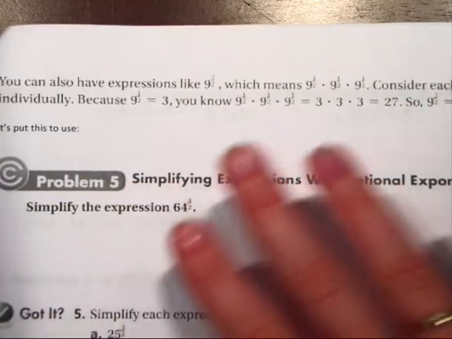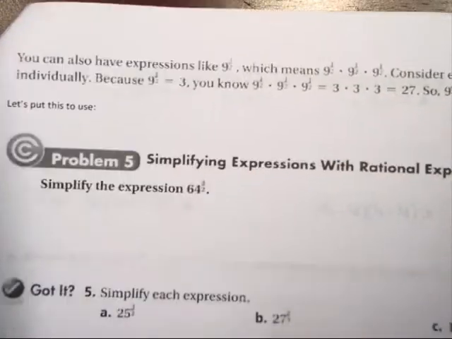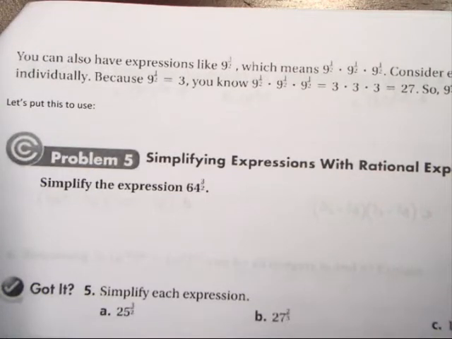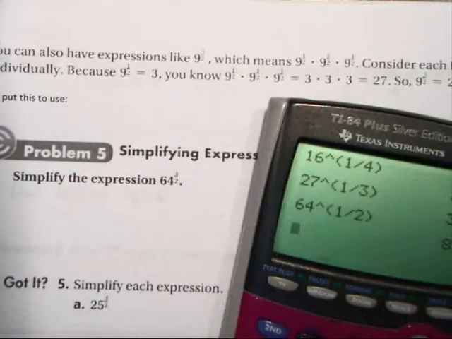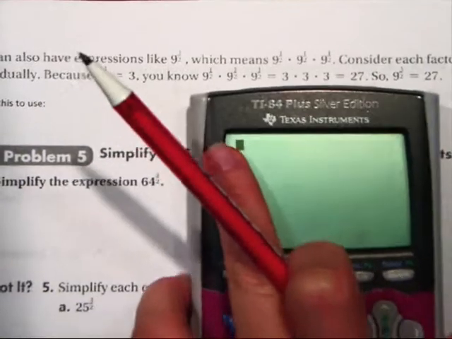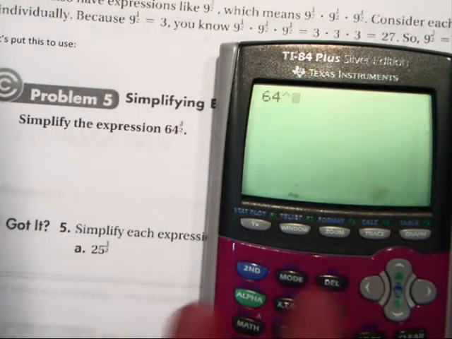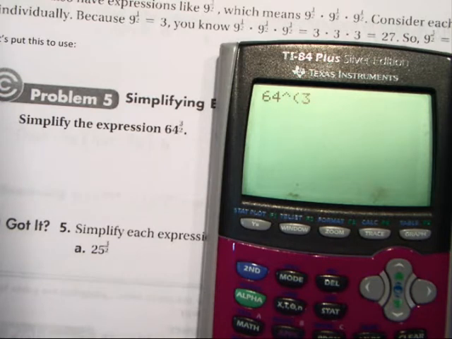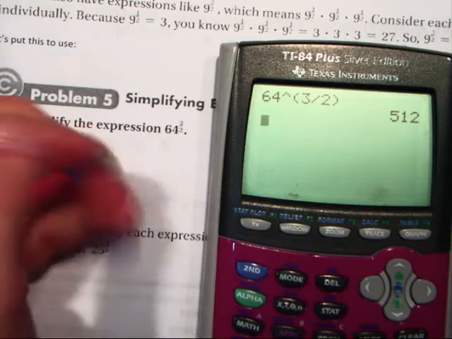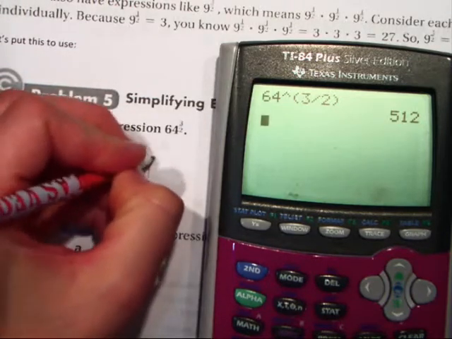Alright, you can also have powers like this that you could rewrite a whole bunch of times, but guess what? I know this is crazy, I'm just going to ask you to use your calculator. I can explain this the longer way if you want me to in class, but just trust me, for right now, if you can use your calculator, you're okay.